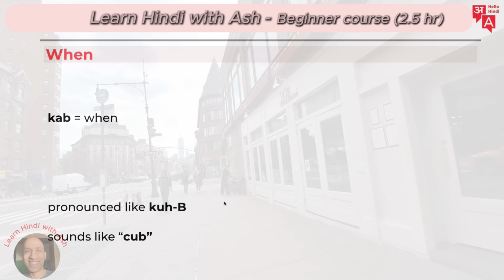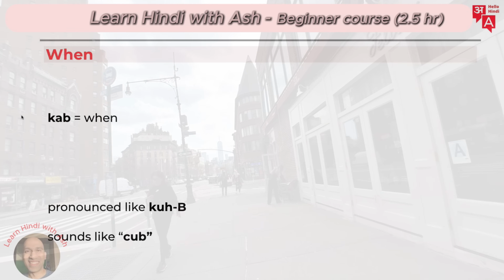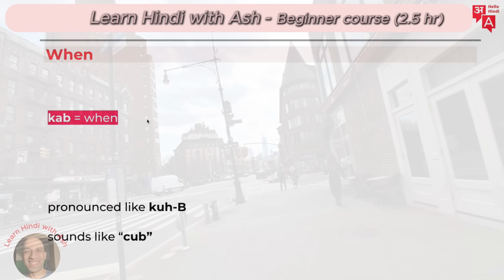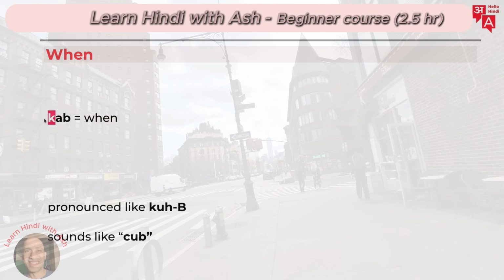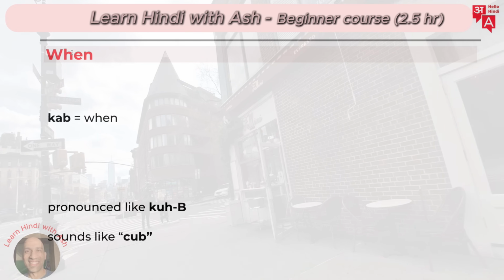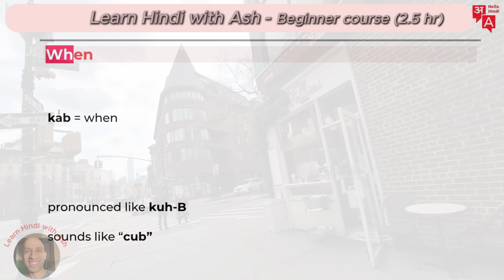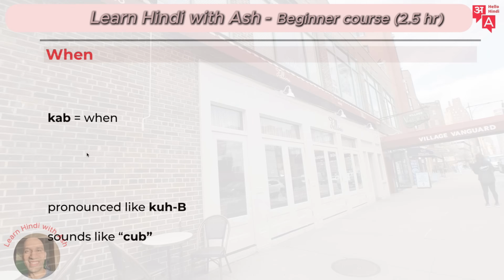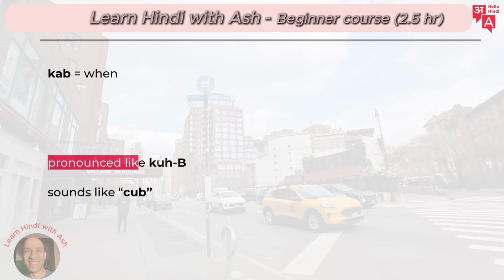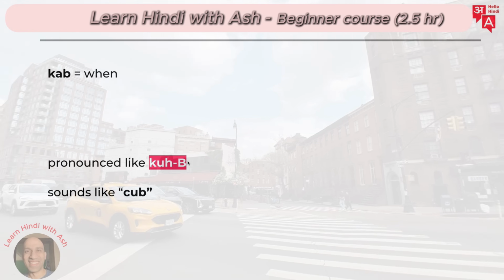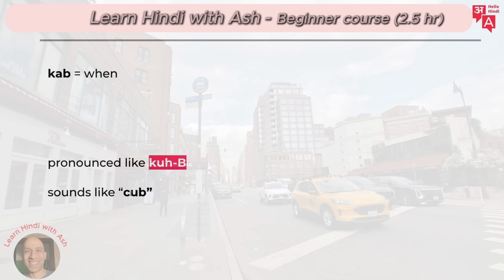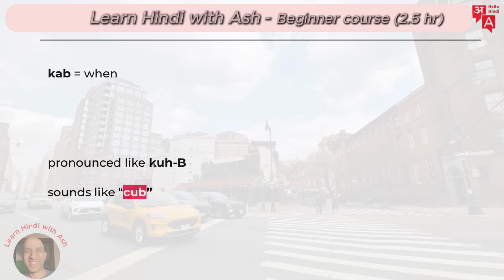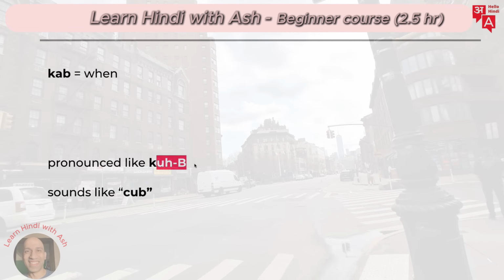Right? Let's move on. Let's look at when. When is also easy. It's kab. All these question words almost have a K in front of them, like in English we have the WH. Here we've got K. So how do you pronounce it? You pronounce it like cub. Almost like the English word cub, right?